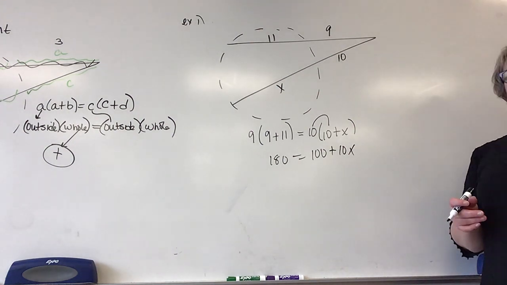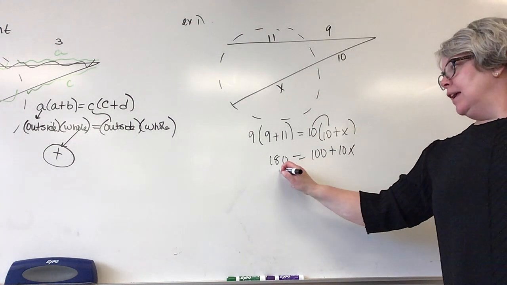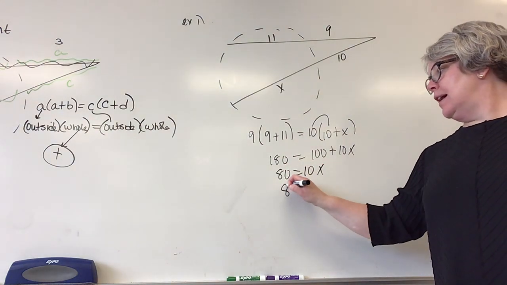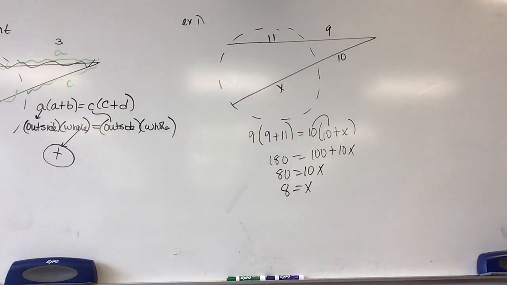Subtract the 100 and we get 80 equals 10x. Divide by 10 and x is equal to 8. How is the easy one? Is that okay? Not bad.